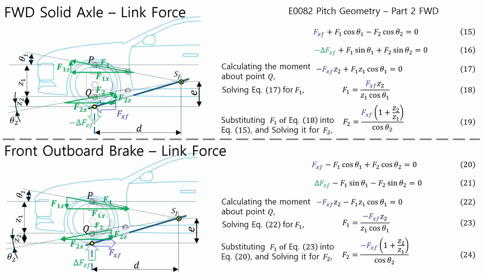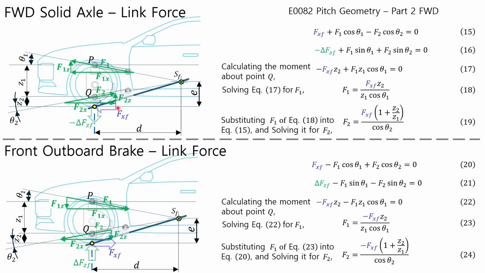By using the results of the analysis of the forces acting on the front wheel drive solid axle suspension links, which were examined in the previous video, E0082, Pitch Geometry Part 2, Front Wheel Drive, we can easily analyze the forces acting on the links during front wheel braking. For an efficient explanation, we will not consider the static vertical load acting in the static state or at constant speed, but will only consider the vertical load generated as a reaction to acceleration, delta FZF.